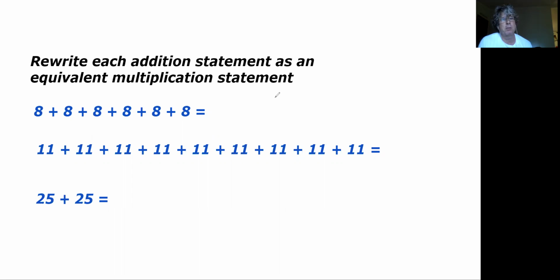So let's look at these three examples involving repeated addition. We want to rewrite each addition statement as an equivalent multiplication statement. Remember, the word equivalent just kind of means the same as. The most common symbol for equivalent is the equal symbol.